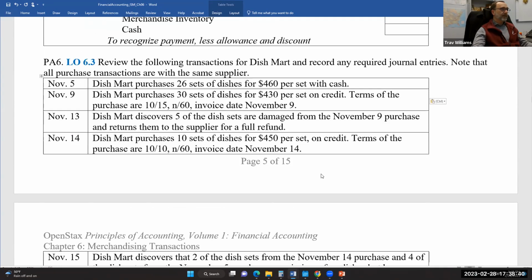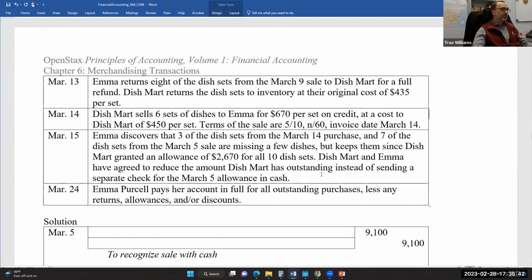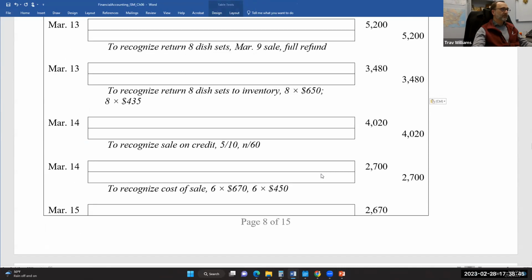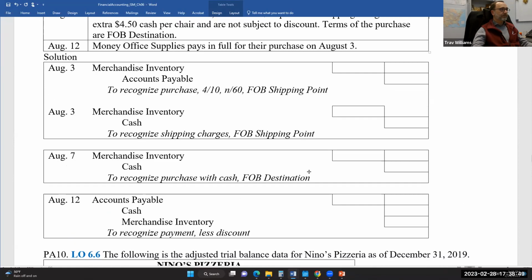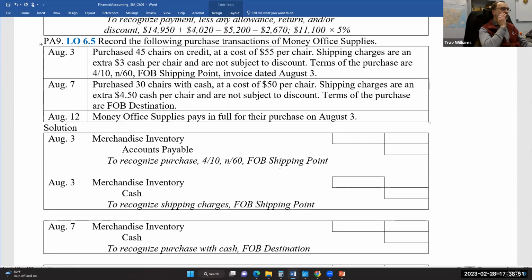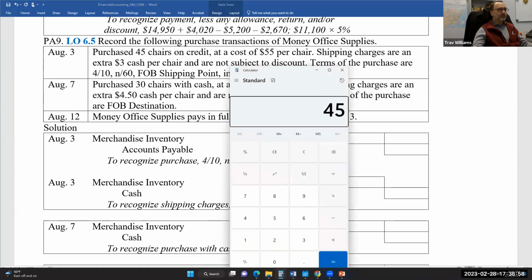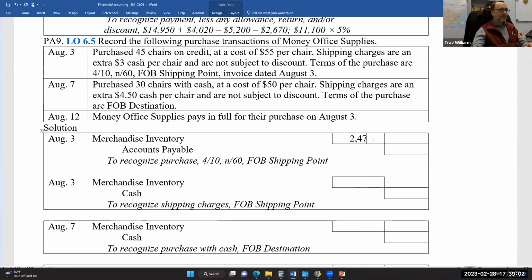Next, we have 9 and 11. So let's go to those. Okay, number 9. 45 chairs purchased on credit at $55 each. 2,475.